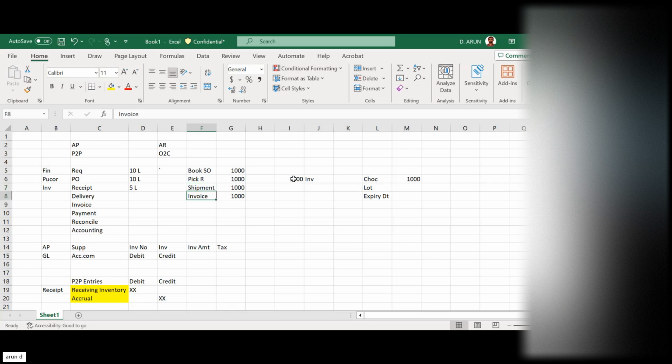Okay, because this is the reference that the customer has to pay me, let's say this pack is 100 rupees. So now this becomes my 1 lakh. This 1 lakh that I will receive from the customer is on the basis of the invoice that I'm sending for this particular order. Okay. So now I have invoiced it.